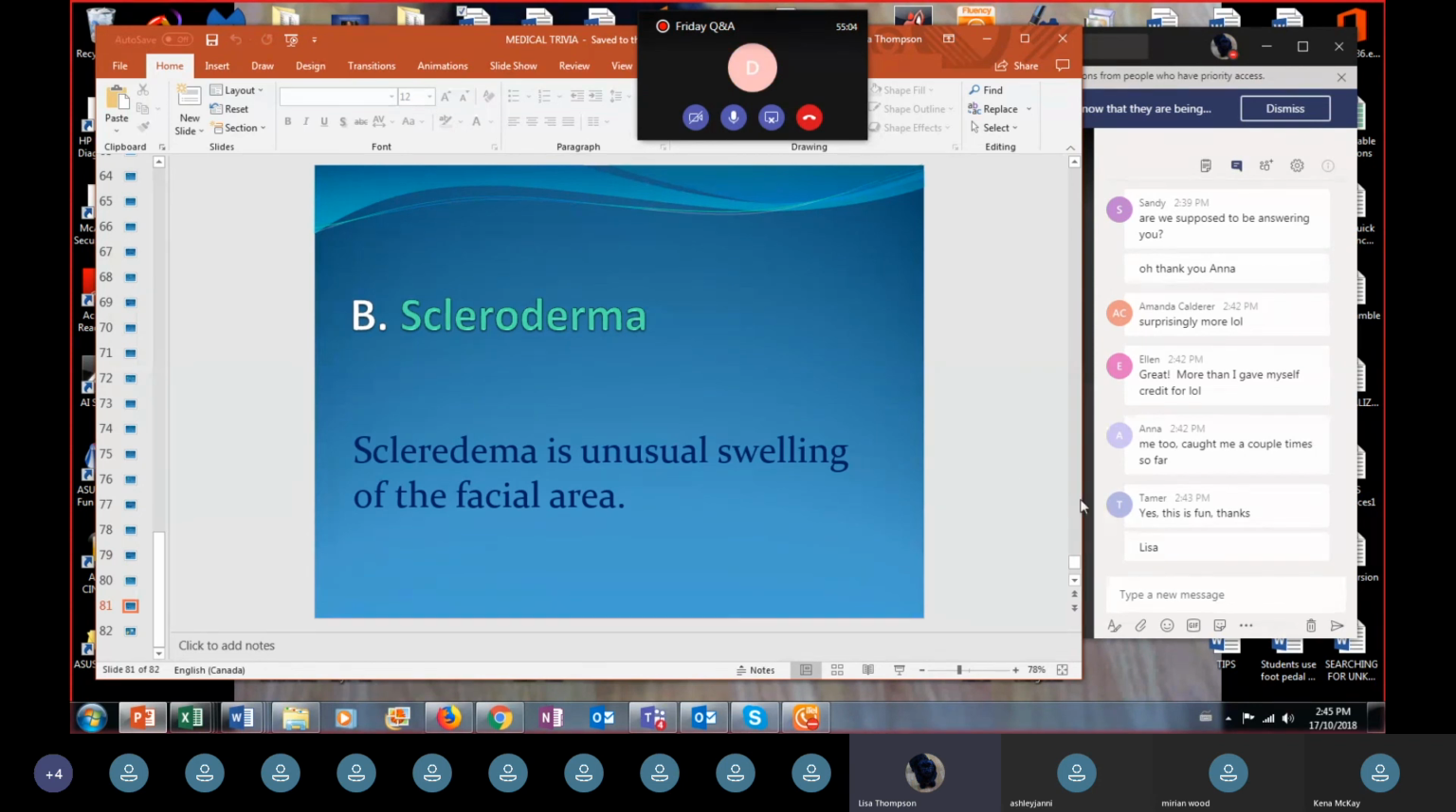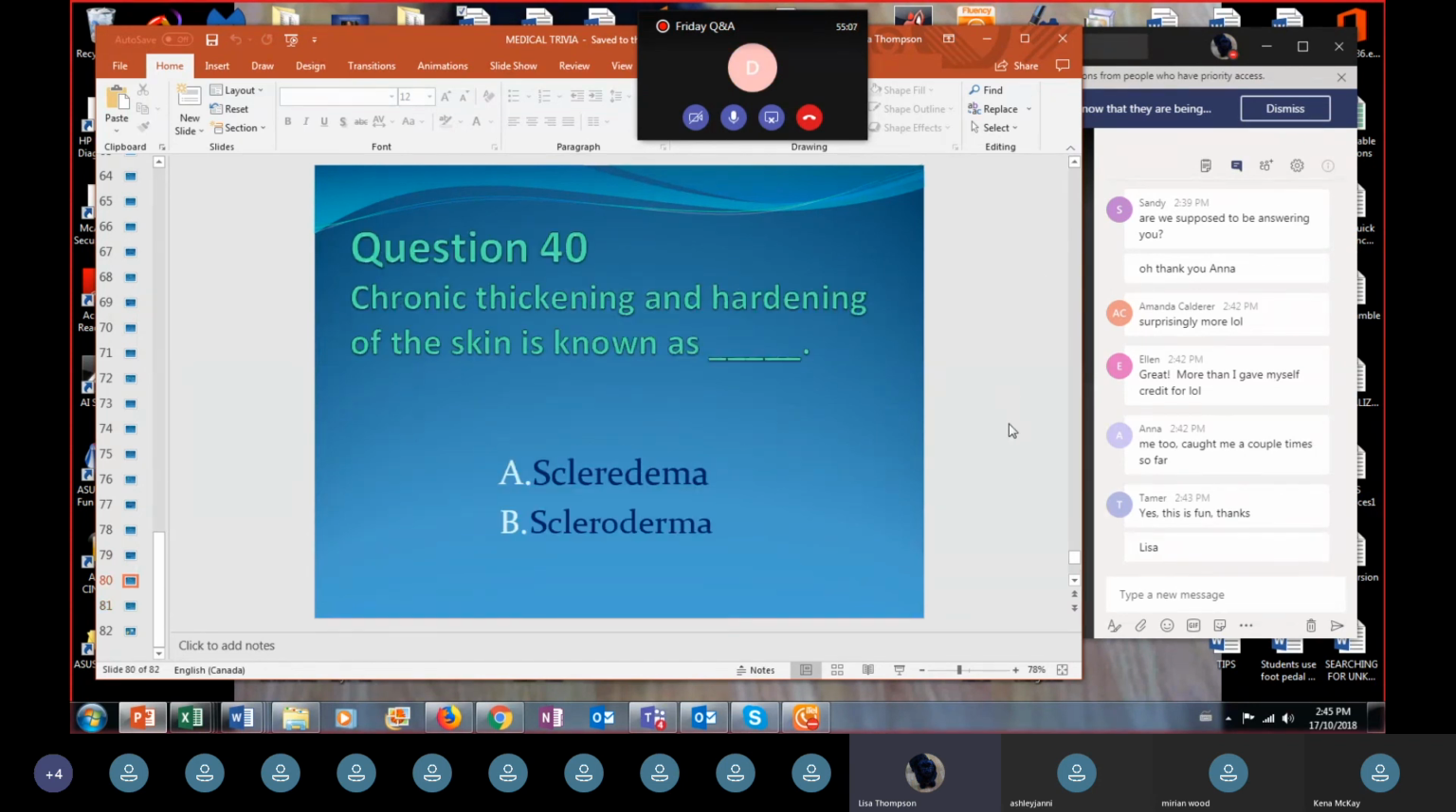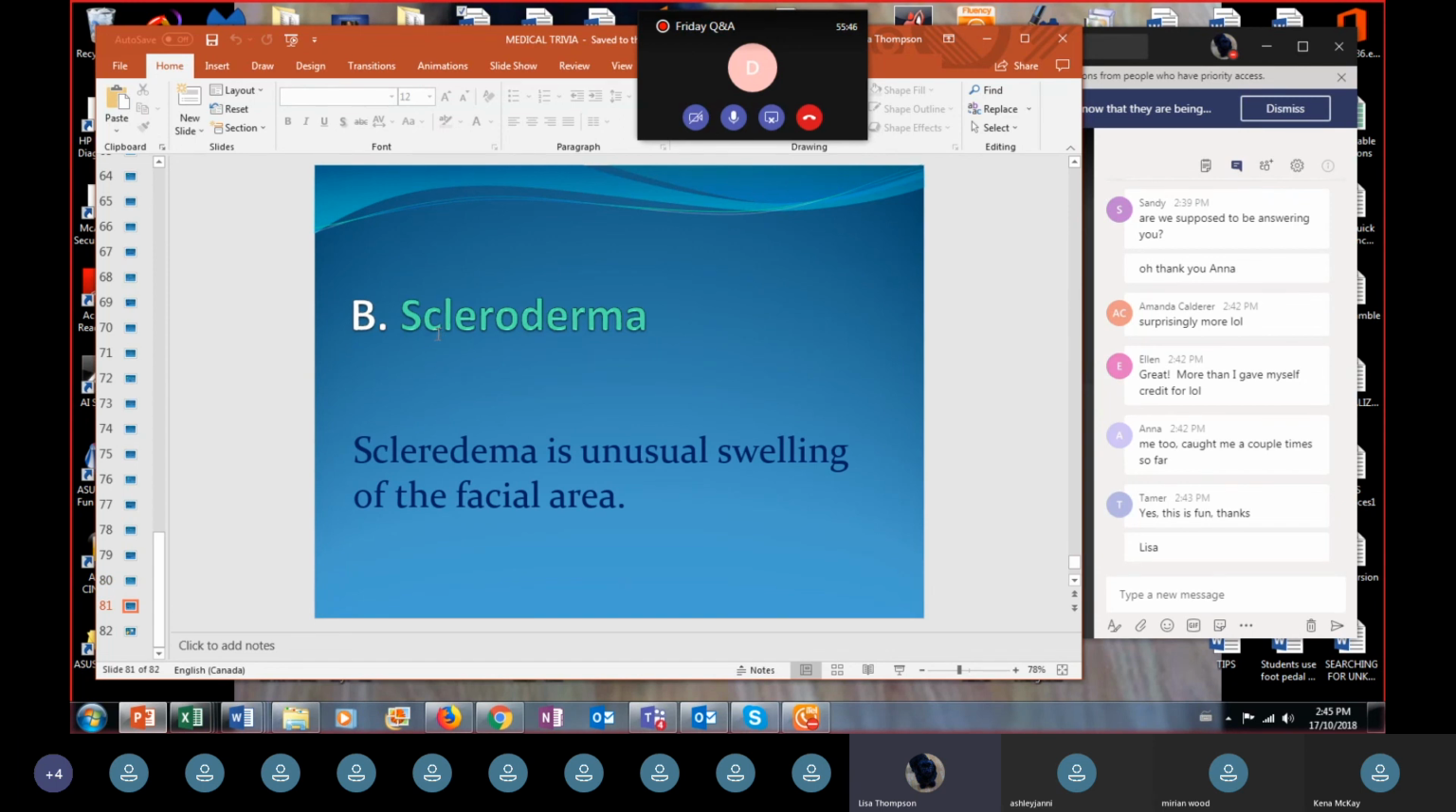Oh, I just blew that one. Sorry, people. Question 40. Chronic thickening and hardening of the skin is known as A, scleroderma, or B, scleredema. Notice the spelling. Chronic thickening and hardening of the skin is known as B, scleroderma.